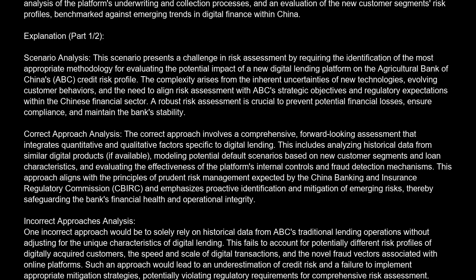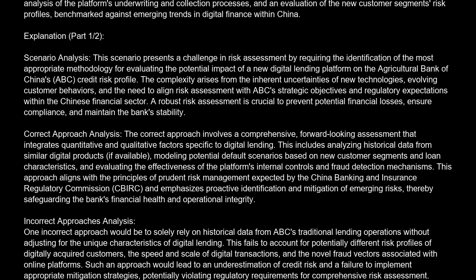Explanation: scenario analysis. This scenario presents a challenge in risk assessment by requiring the identification of the most appropriate methodology for evaluating the potential impact of a new digital lending platform on the Agricultural Bank of China's ABC credit risk profile. The complexity arises from the inherent uncertainties of new technologies, evolving customer behaviors, and the need to align risk assessment with ABC's strategic objectives and regulatory expectations within the Chinese financial sector. A robust risk assessment is crucial to prevent potential financial losses, ensure compliance, and maintain the bank's stability.